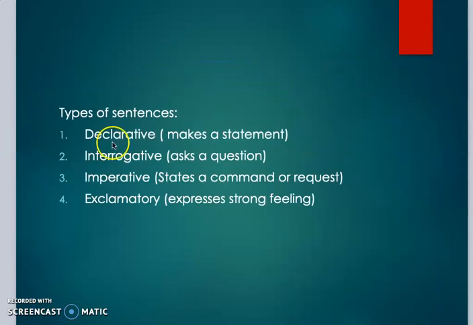Sorry for the error. Types of sentences, of course, super easy: declarative, interrogative, imperative, and exclamatory. I'm sure you've heard exclamatory before, so it expresses strong feeling. Imperative is a command or request. It's imperative that you do this. Think about that word. Interrogative is asking a question, and declarative is making a statement.